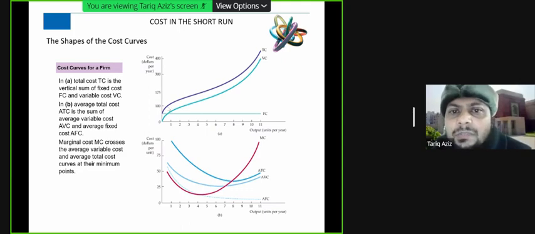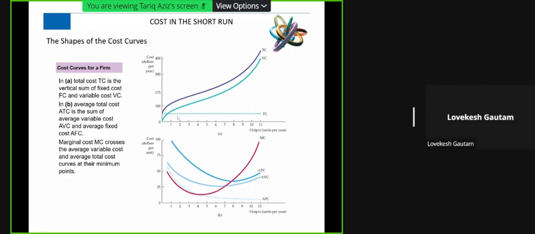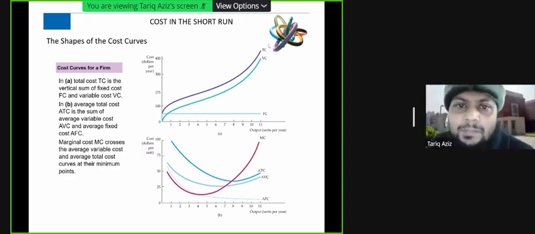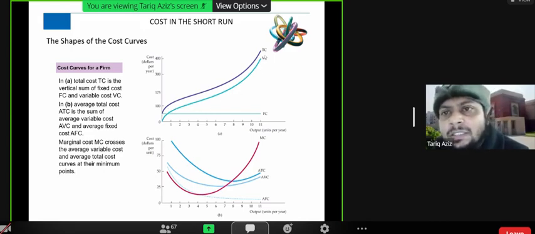So in this curve, what is the feature of this curve? That is variable cost. Variable cost initially increases at a decreasing rate, then it starts increasing at an increasing rate.